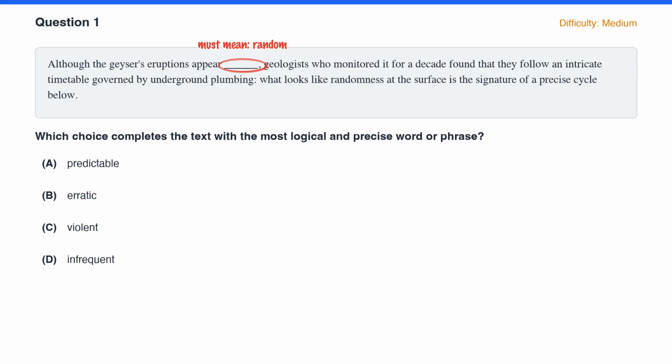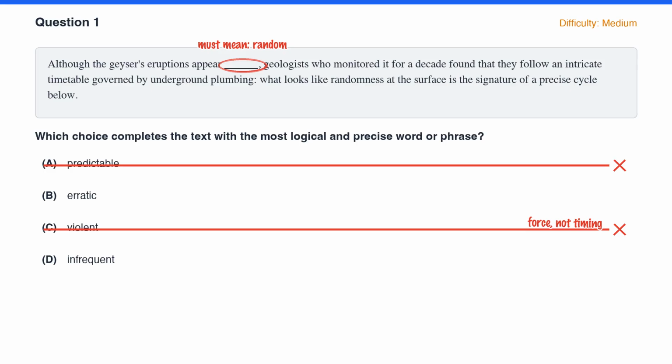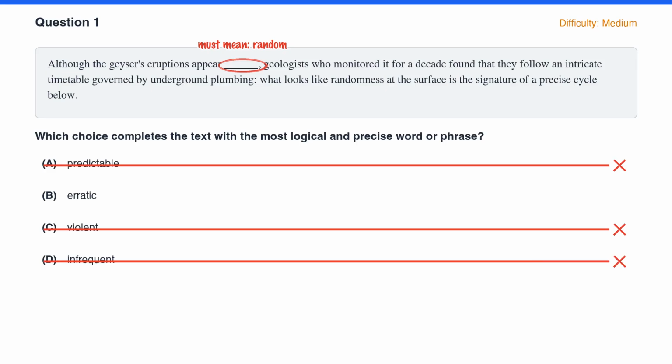Start with predictable. It's the exact opposite, since the sentence says that order is hidden, not obvious. Cross it out. Violent describes force, but the contrast here is about timing, not intensity. That one's gone. Infrequent means rarely, something the passage never measures. Strike that too. That leaves erratic, which means irregular and unpredictable, exactly the surface impression we expected.